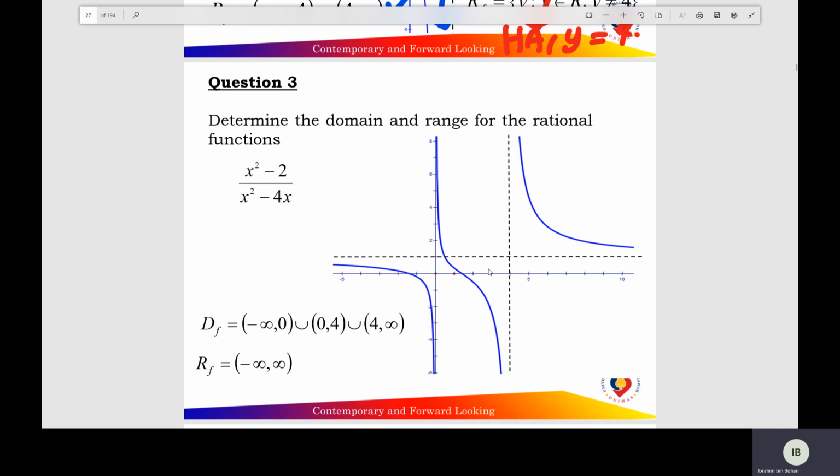Okay, here are examples of the rational function with the quadratic denominator. You state the domain and state the range of the rational function. Here you label the vertical asymptotes of the function, x equals 0 and x equals 4, and the horizontal asymptote, y equals 1.